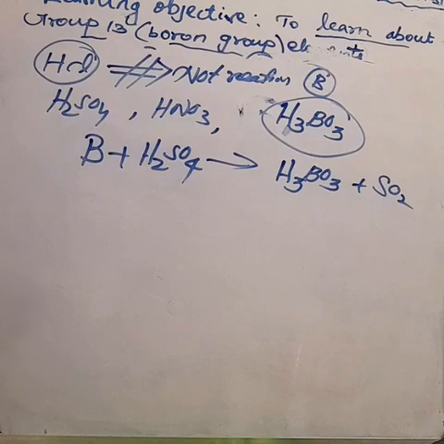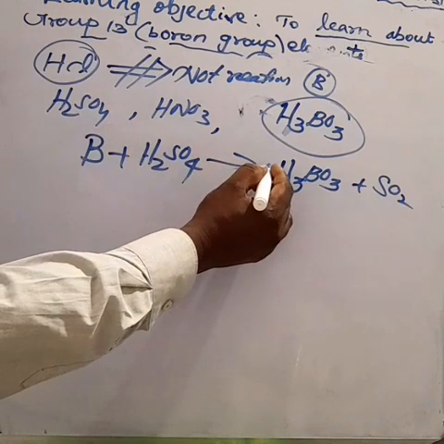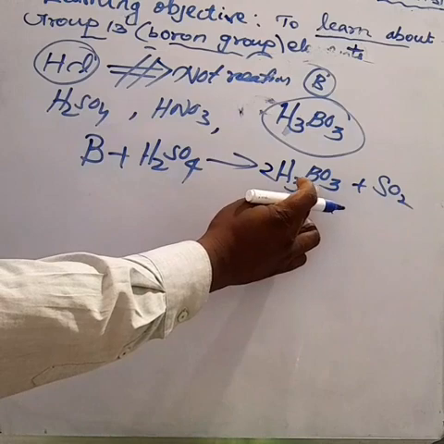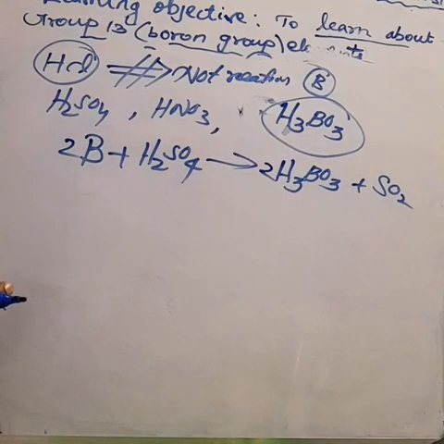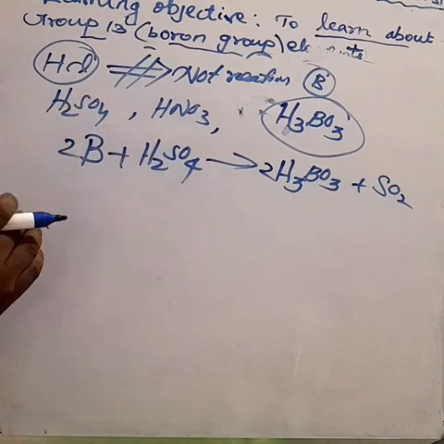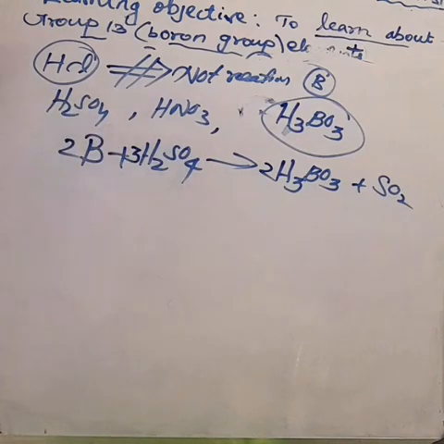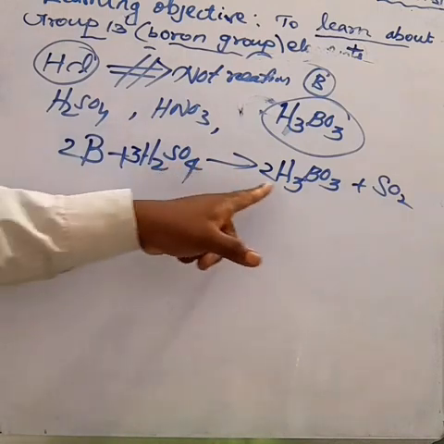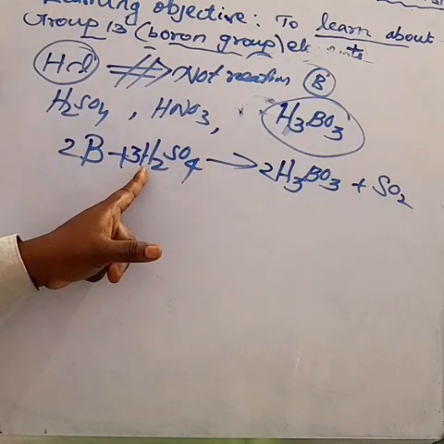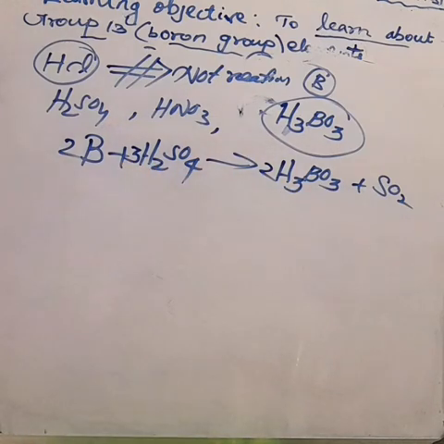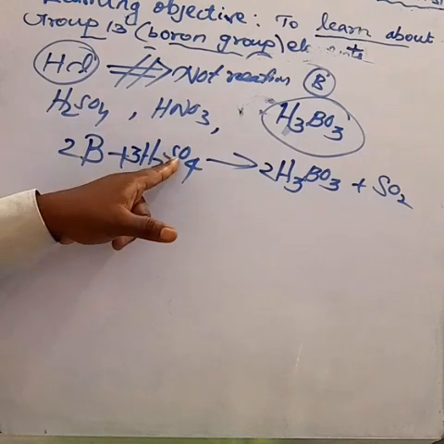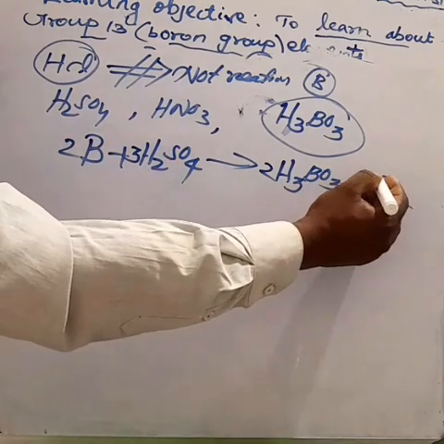First you have to make it 2 here. How much boron is there? 2 boron, so boron is balanced. Now how much sulfuric acid? Here, H3BO3 has 3 hydrogen, and 2 into 3 is equal to 6. So make it 3 here, yes or no? Because we cannot use 2 here. 3 into 2 is equal to 6. So how much sulfur? Here 3 sulfur. Now the equation is balanced.